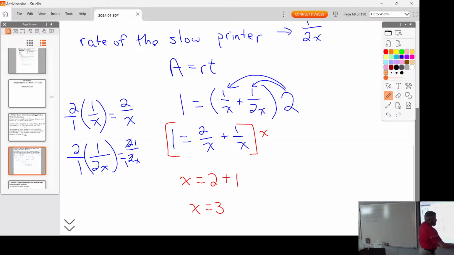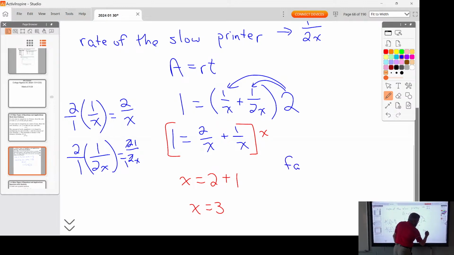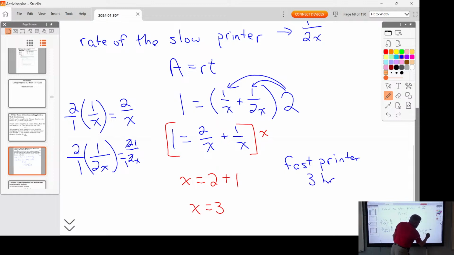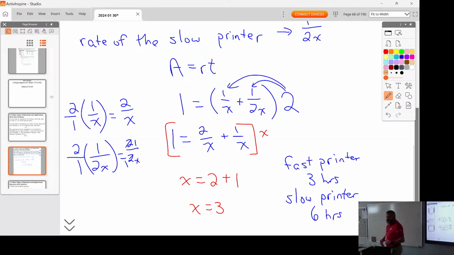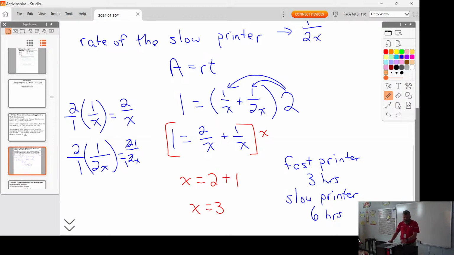Okay, so the fast printer, if the fast printer was doing the job all by itself, how long would it take the fast printer? 3 hours. How long is it going to take the slow printer? Why 6? Because the slow printer speed was 2x. And that is the answer to the question.